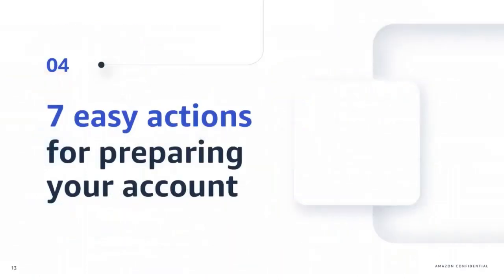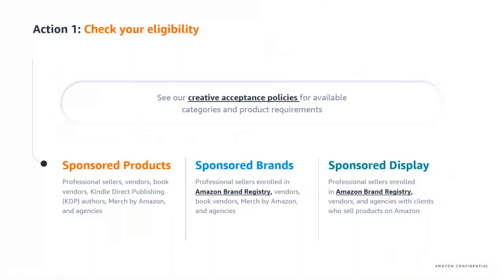So the requirements we just reviewed might seem like a lot. To help you, we're going to look at 7 actions that you can take to help make sure that you meet them and that you are in good shape to start advertising. The first action is to check your eligibility. For each self-service ad solution, we do have slightly different eligibility criteria.